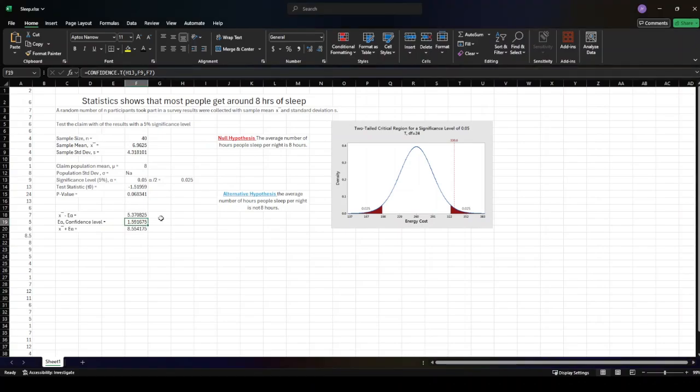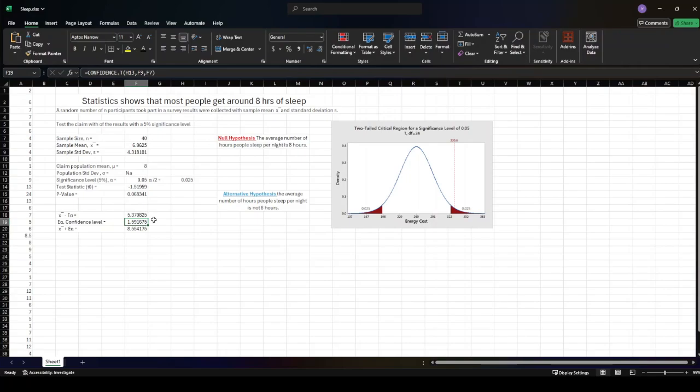The Excel formula I use to find my margin of error is equals CONFIDENCE.T, bracket, alpha, which is my alpha divided by 2, comma, s, which is my standard deviation, and n, which is my sample size. This will get me my margin of error, which is 1.591.